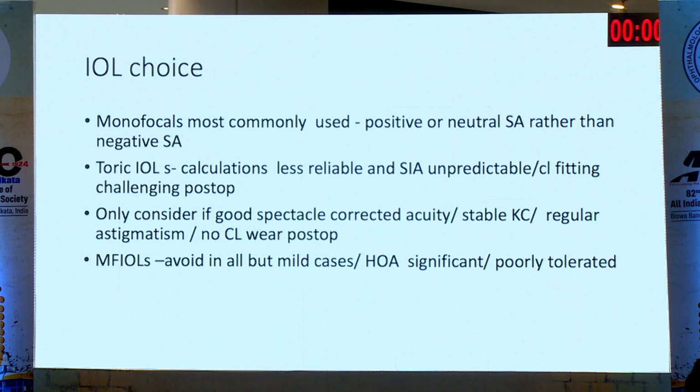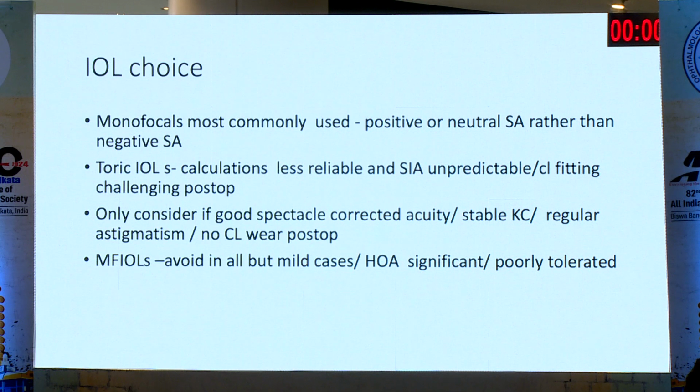Now, as far as the IOL power choice goes, monofocals are most commonly used, as Dr. Sagar has described in his talk. We prefer to use lenses with a positive or a neutral spherical aberration rather than a negative, so that it can neutralize the negative corneal aberration. Patients with keratoconus have a slightly negative spherical aberration, so you want to use a neutral or a positive spherical aberration lens. Toric IOL calculations are less reliable, but if the condition is stable, then you can go ahead with the toric IOL implantation.